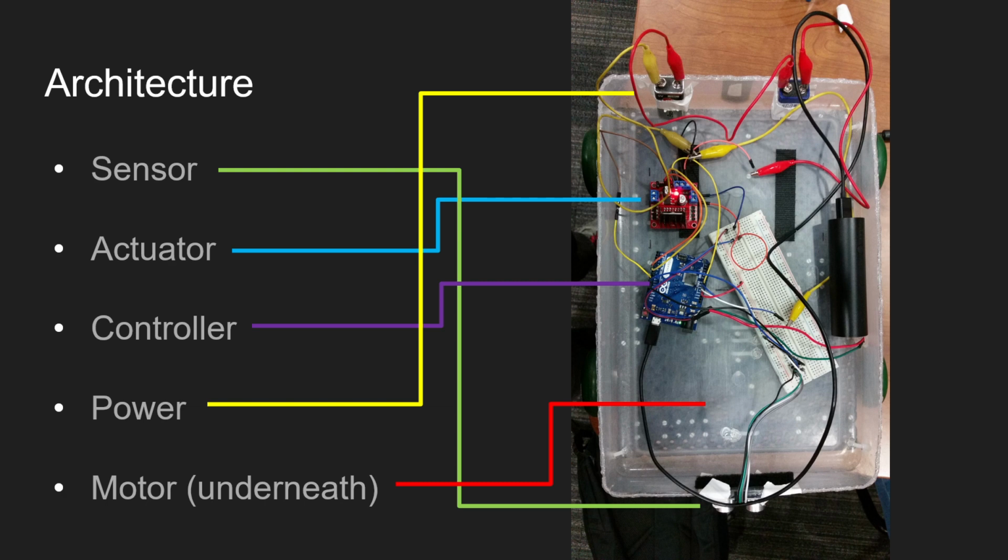Here's where we built this car. Our sensor is in the front. We just had a distance sensor. Our actuator is a pulse width modulator. Our controller is an Arduino board. We powered it with two 9-volt batteries, and we had a single motor underneath that moved the car.